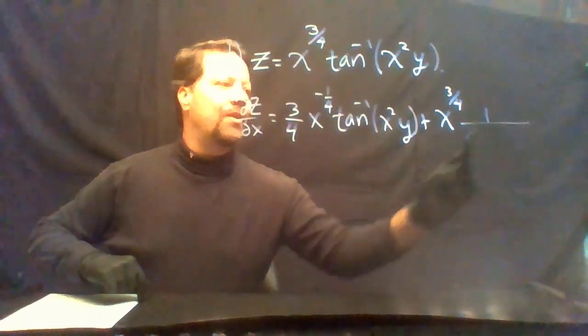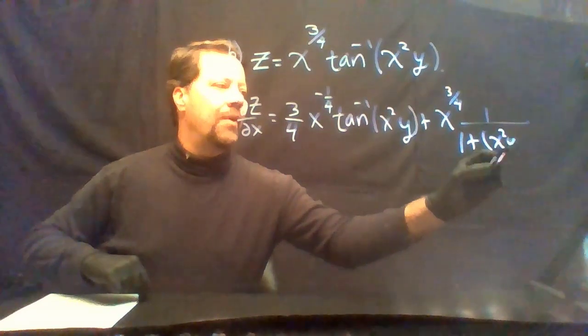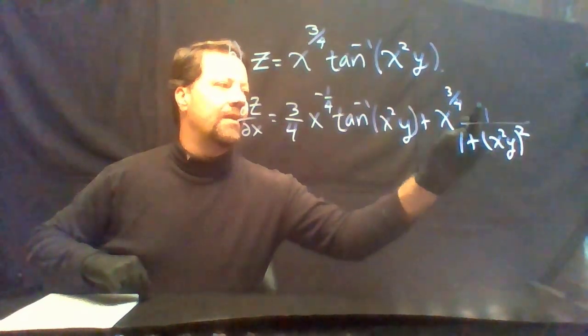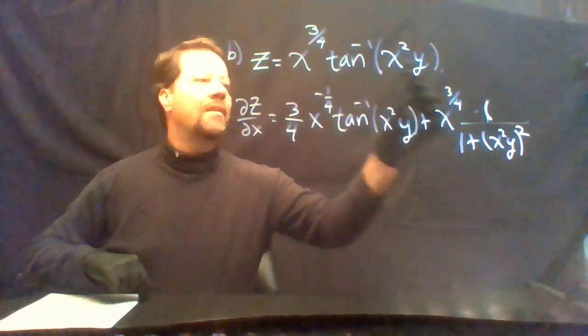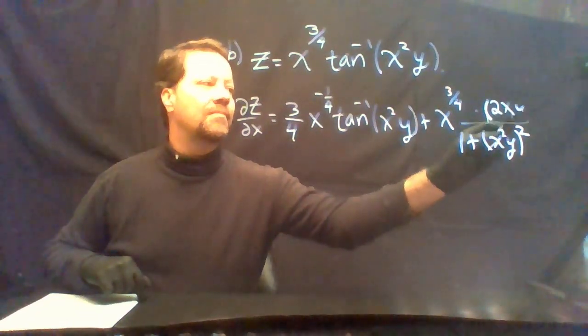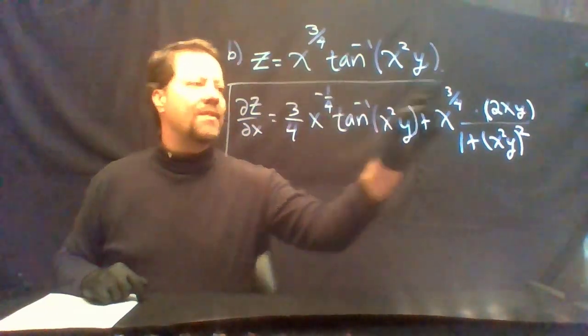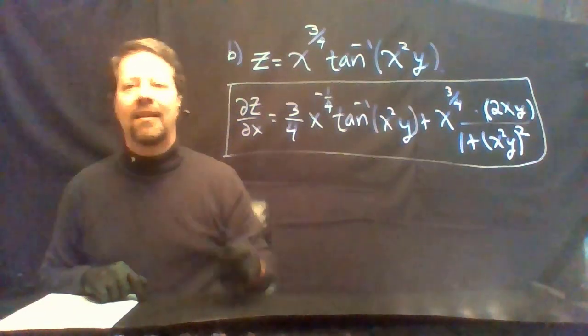That's going to be 1 over 1 plus whatever you have in the function squared, and then times the derivative of the inside with respect to x. Whatever you do on the exam, please do not simplify this. Leave it.